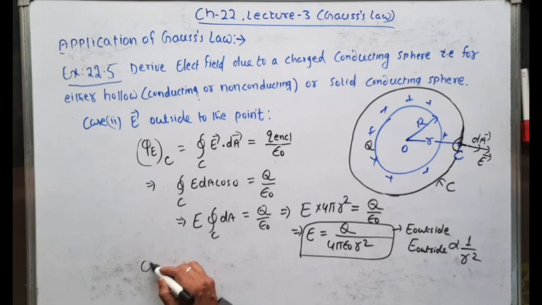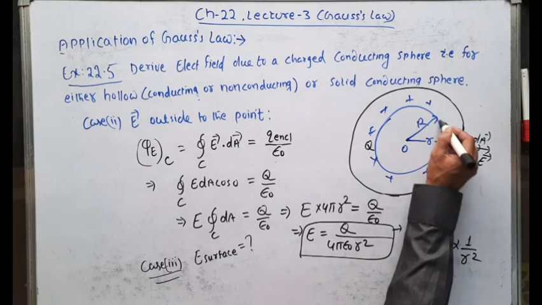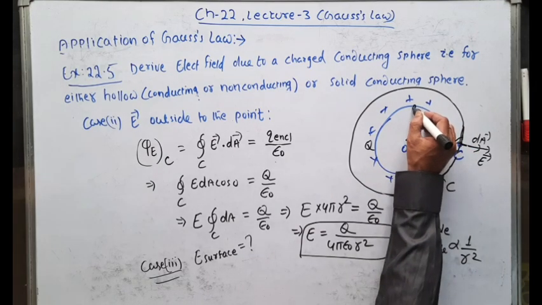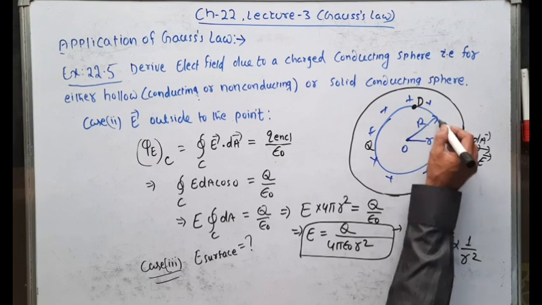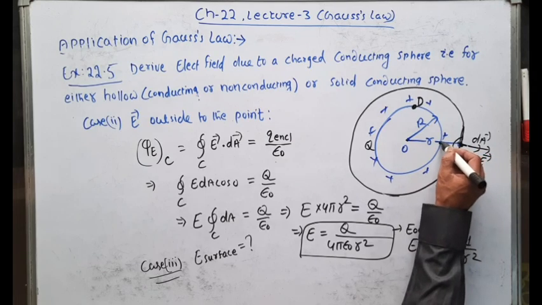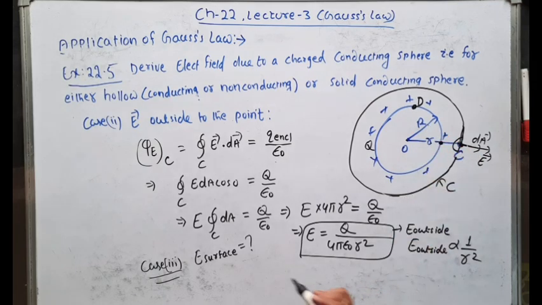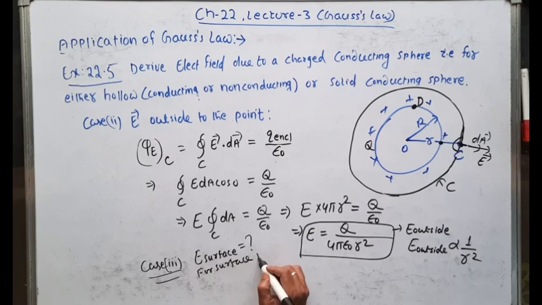Then case 3. What is case 3? What is the electric field intensity on the surface? Suppose this is the spherical conductor. I want to find the electric field intensity at D point. D is lying on the surface. So if this C point comes towards D point on the surface, then at that time small r will be equal to capital R. So for a surface point, small r is equal to capital R.